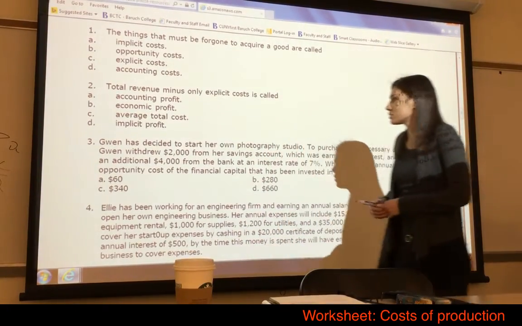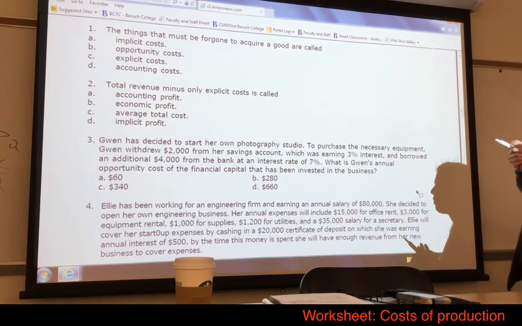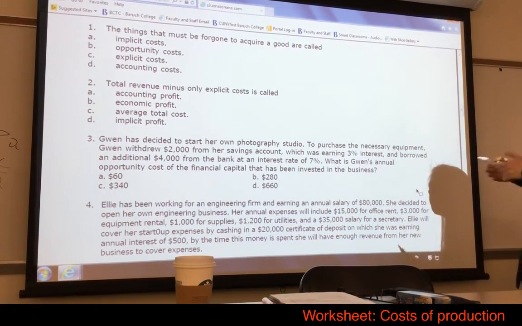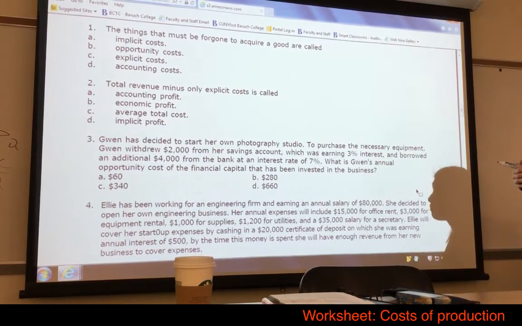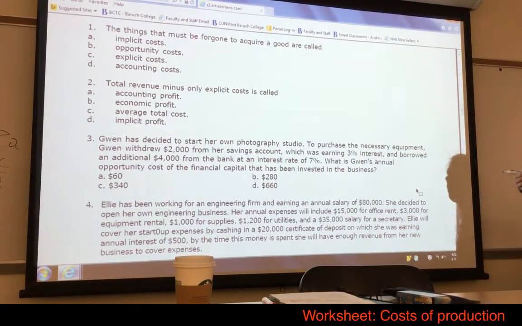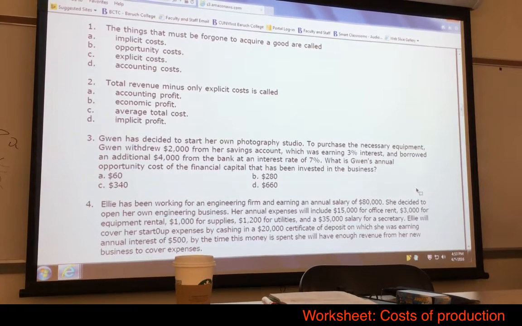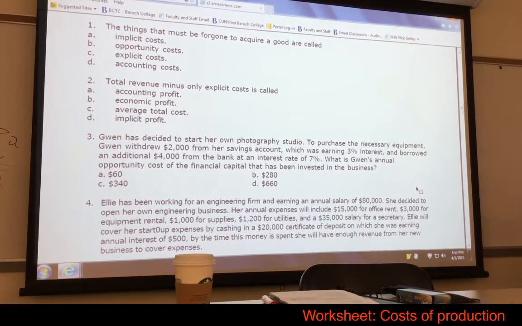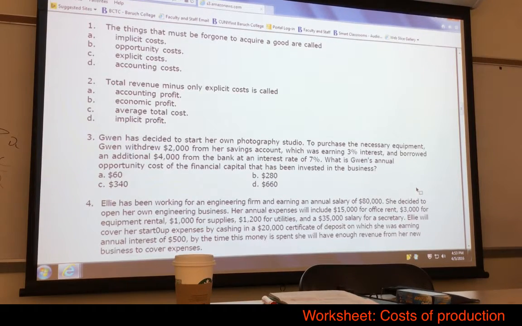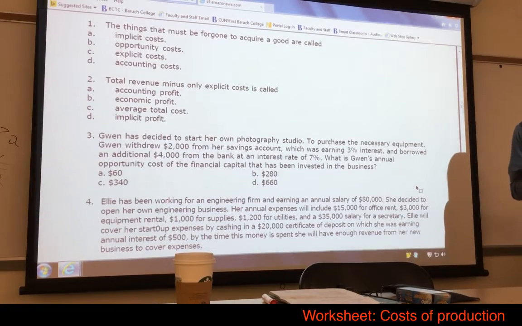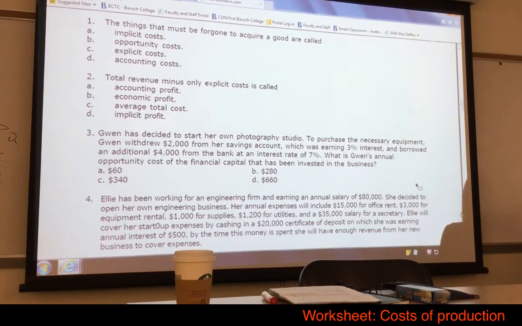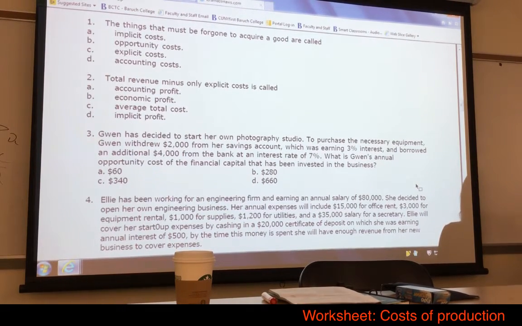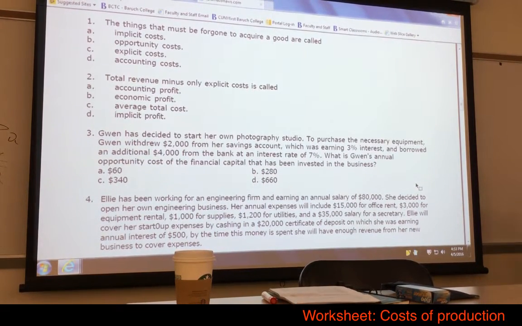And now we see an illustration of what that is. Gwen has decided to start her own photography studio. To purchase the necessary equipment, she withdrew $2,000 from her savings account, which was earning 3%. She also borrowed $4,000 from the bank at an interest rate of 7%. What is Gwen's annual opportunity cost of the financial capital that has been invested in the business? Okay. So we know opportunity cost means implicit costs, right? So what do you think it is?